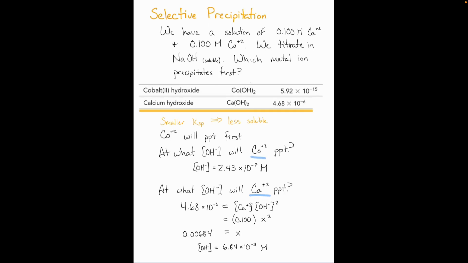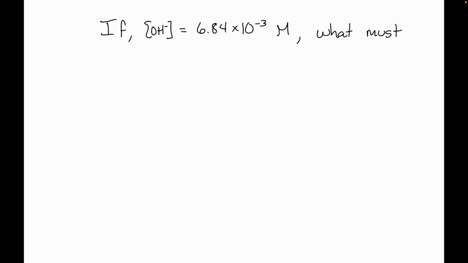All right, so then lastly, what I can ask you would be if calcium's precipitating, so the concentration of hydroxide is now that 6.84 times 10 to the negative 3 molar, what must the concentration of cobalt ion be?